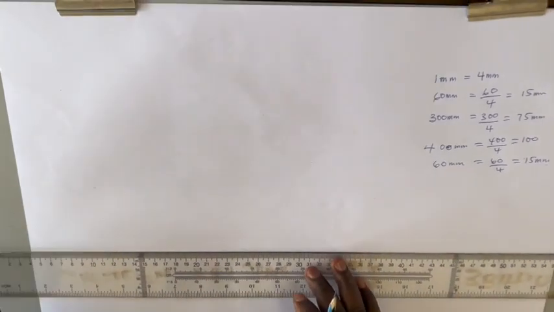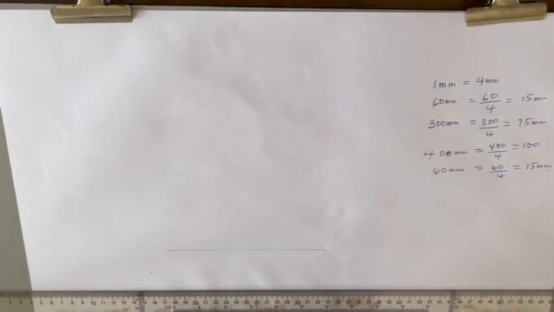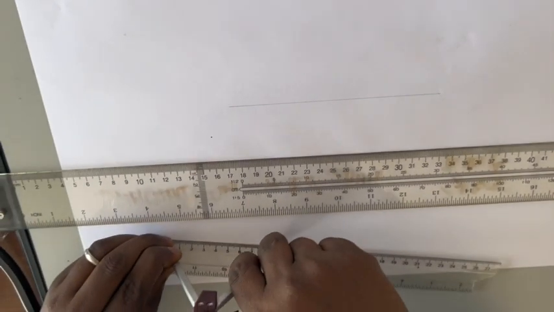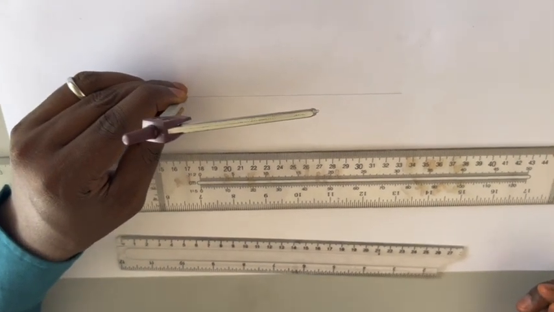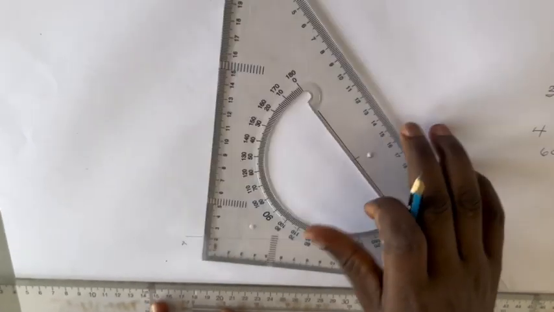Let's draw our object. Then we have the base converting from 400 is now 100 mm. So we measure 100 mm, and that will give us this length. So we can label this A, and then B. Then with the help of our set square, we draw to get the height.